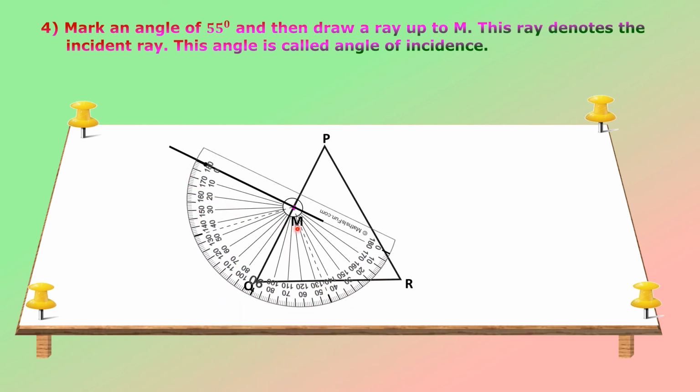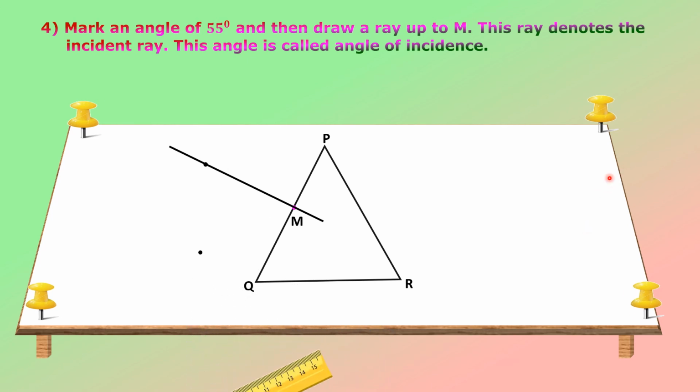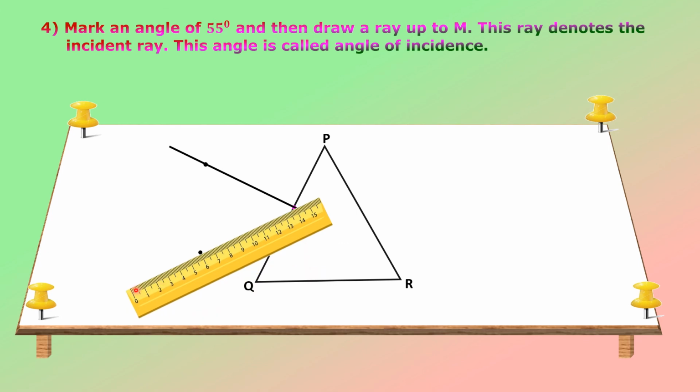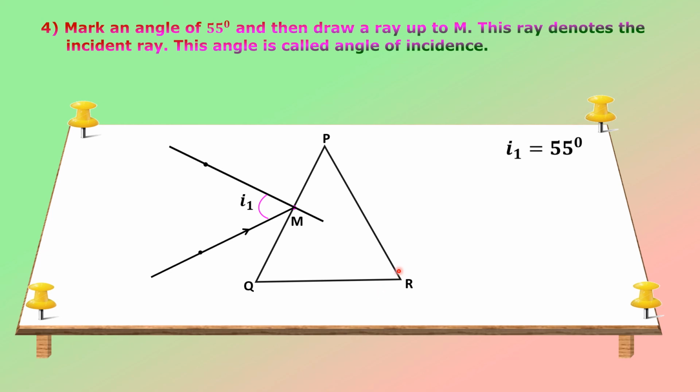So first mark an angle of 55 degrees. That is, this is making an angle with respect to normal. So here 50, here is 55. Then we have to draw a ray up to M. This is the incident ray, and the angle formed here is angle of incidence. It is 55 degrees. In this case I have taken.